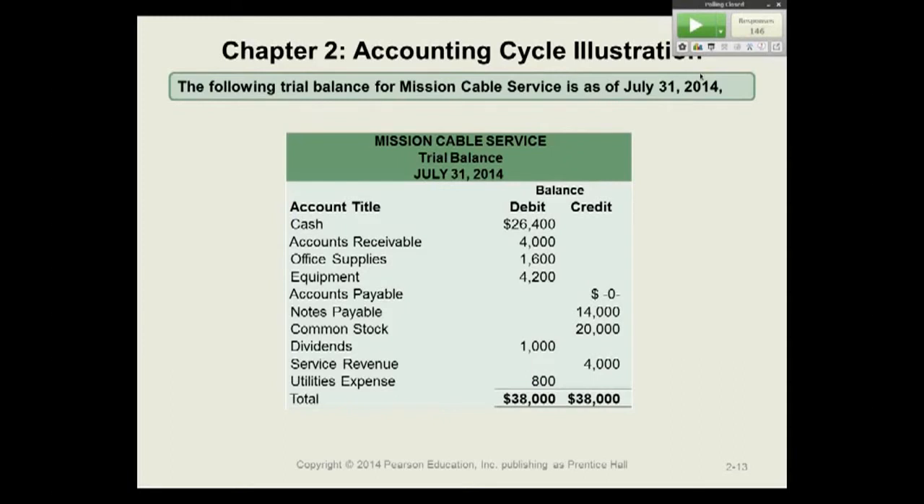Now, from the trial balance, you're going to prepare the financial statements. Any questions on the trial balance? That's at the end of the month of July. Yeah, Neil? Is it always in asset liability? Yeah. They're listed. The question is, are they listed in that order?